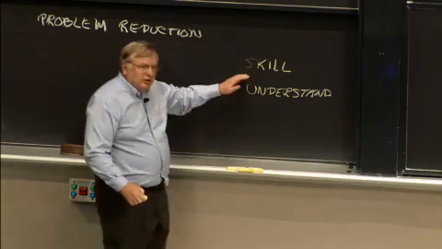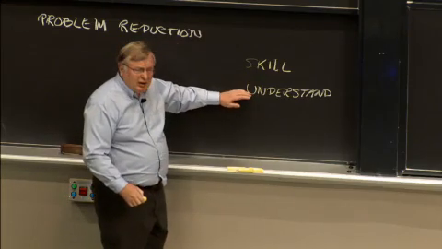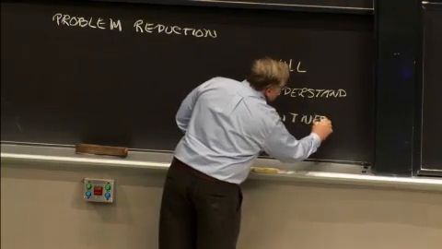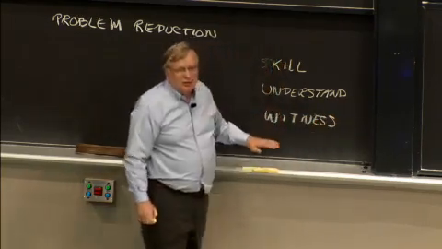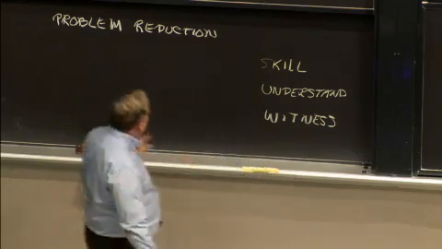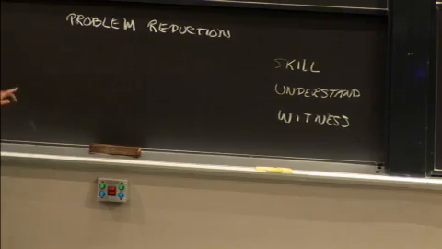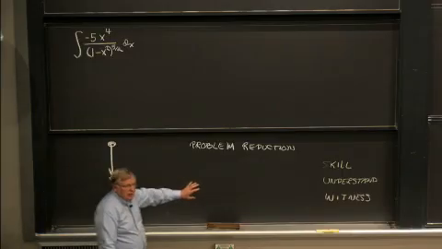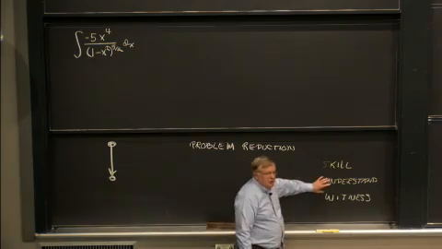So if you're going to have a skill, you're going to have to understand it one level down. If you're going to understand it, you have to have witnessed it on a level lower than that. So I'm not just going to talk about the idea of problem reduction, because if I were just going to do that, then we could all go home now. So I'm going to show you a particular example of it so you understand it better.